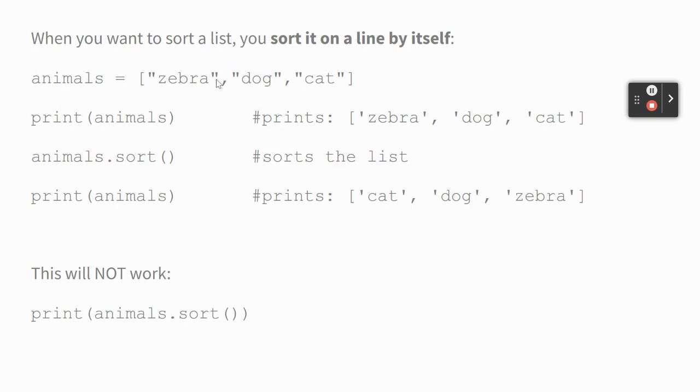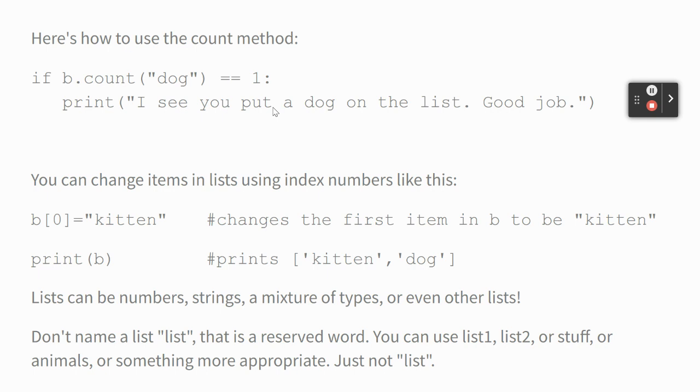So that would have been true for this if we were looking at that list. It just returns 0 if you don't find it. You can change a particular item in a list. Like if I had this list B from before and I wanted to change item 0 to be kitten instead of whatever it was, you can just say B[0] equals kitten. And then it goes ahead and puts it there.